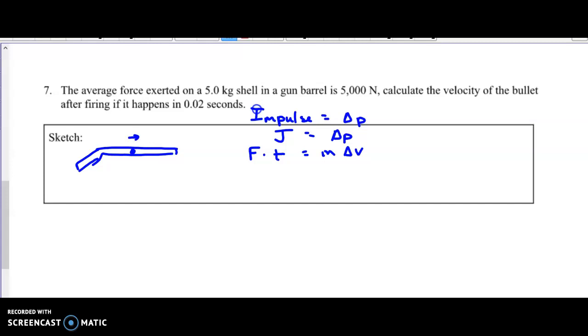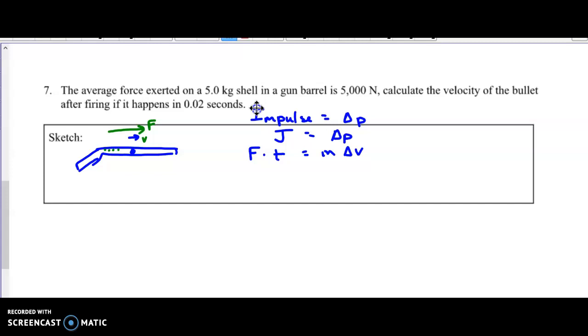What direction is the force in? Well, isn't the gas blowing up back here? Isn't that what's pushing the bullet? So aren't they also pushing it in the same direction? So we've got our velocity and our force in the same direction. Since they're in the same direction, we're going to keep them positive. And I drew this to the right.